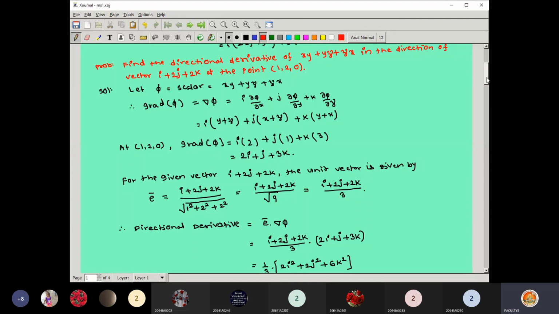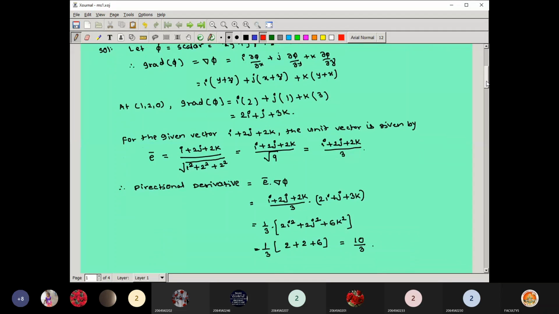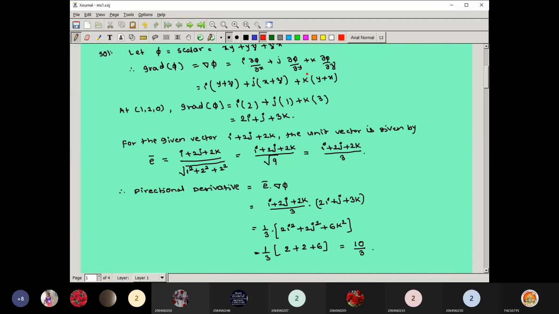If no point is given, nothing to worry, you keep it as it is and you are just making the simplification only. If a point is there, then only you can use it. Unit vector can be calculated only for the given vector. Gradient is calculated only for the scalar.